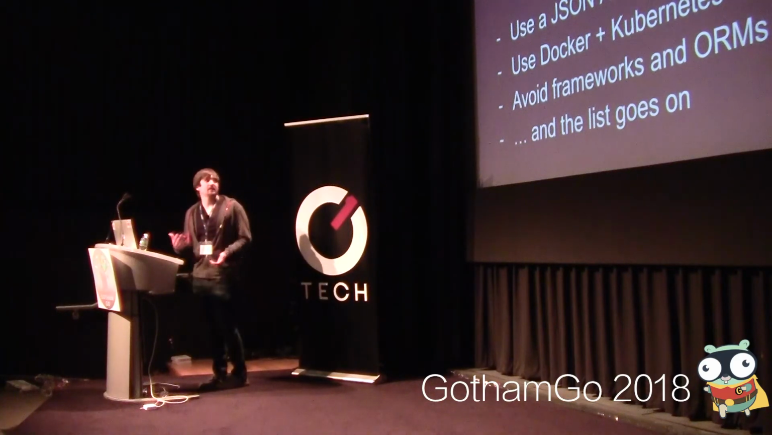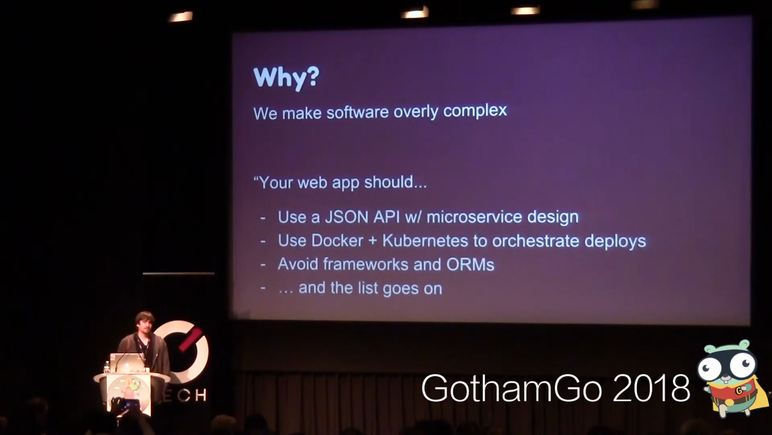So we'll do this by introducing all these technologies that they should be using. And we'll say things like you should use a JSON API, and you should use microservices, and you should use Docker and Kubernetes because you might need to scale to millions of users. And we'll tell them never use a framework. Those are terrible, terrible things, and they're anti-Go.